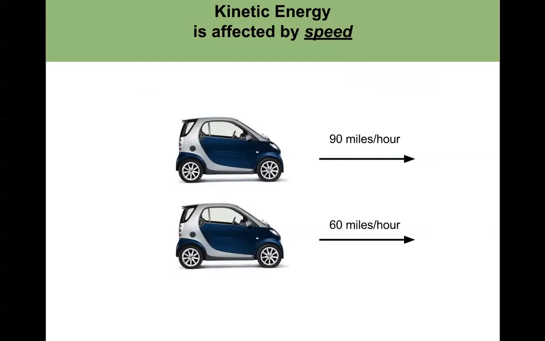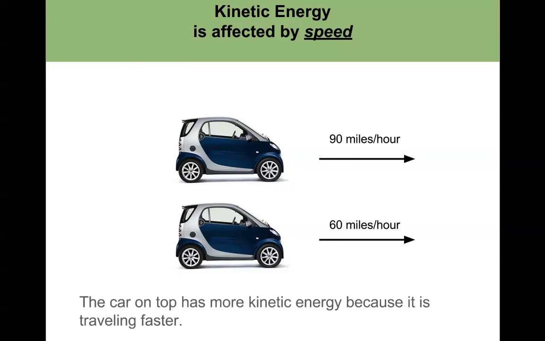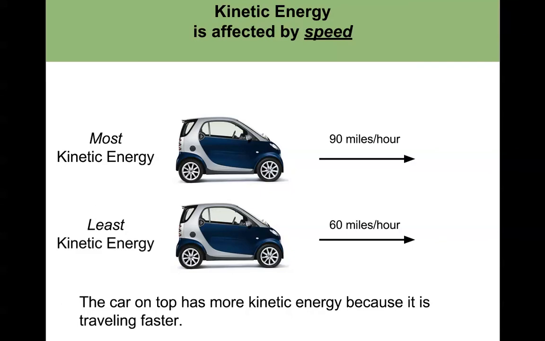So once you have objects in motion, they have a certain amount of kinetic energy. So let's take, for an example, these two cars here, two of the same exact cars. One is traveling a little faster than the other. Okay? The car on top has more kinetic energy because it's moving faster.